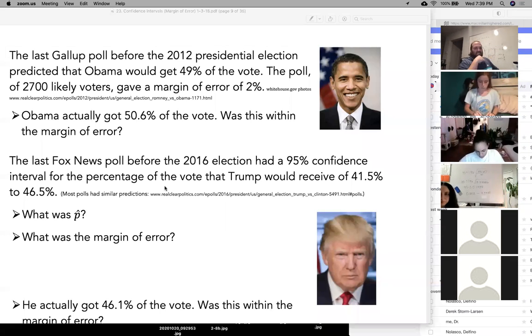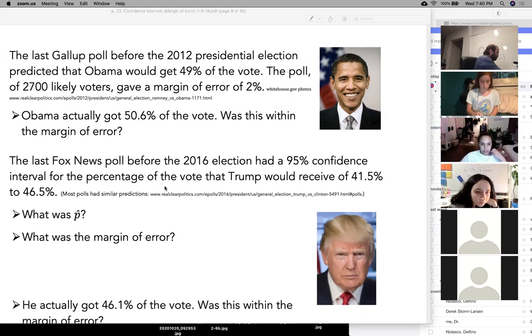So the last Gallup poll before the 2012 presidential election predicted that Obama would get 49% of the vote. The poll of 2,700 likely voters gave a margin of error of 2%. Now, if there was a margin of error of 2%, what's the left bound and right bound of that interval? 47 and 51. Now he actually got 50.6% of the vote. Was that within the margin of error? Yeah, 47 to 51 is right inside of it.